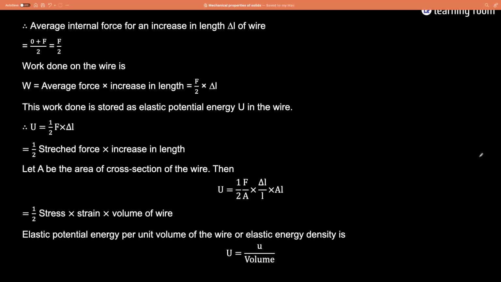Now, during this process, what is the average internal force for an increase of delta L? The average is the initial value plus the final value divided by 2. Before you applied the load, the initial value is 0. After you applied the load, it was F. So 0 plus F by 2 is F by 2. That is the average internal force acting for an increase of delta L length in the wire. Am I clear with this point?